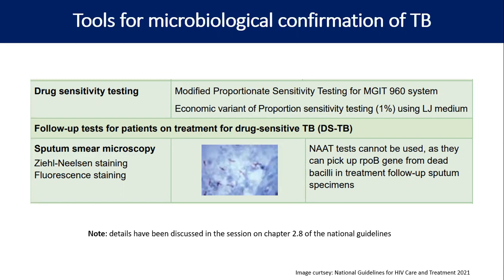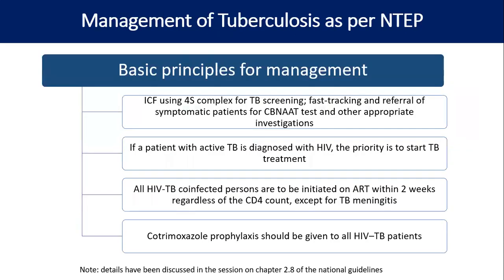So in follow-up, we use smear microscopy and not NET. Now, what are the basic principles? The first basic principle is that we go for ICF, intensive case finding, by 4A screening. And if found positive, immediately fast track and refer to the CBNAAT testing facility, and other appropriate investigations are done.